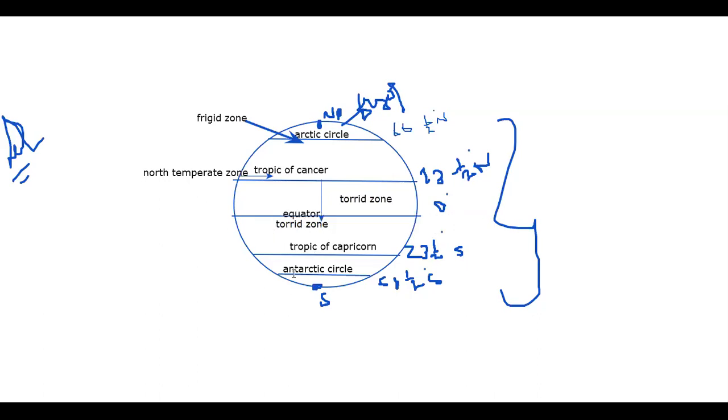Then the region between the Tropic of Capricorn and the Antarctic Circle is referred to as the South Temperate Zone. And then over here, the last one is my frigid zone. So these are the heat zones of the Earth. Now we have seen this on a whiteboard. Now let's come on to our book.